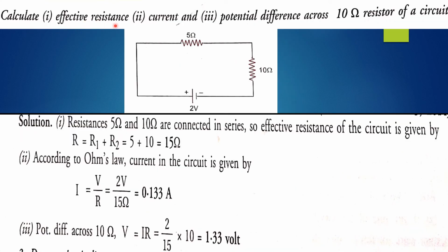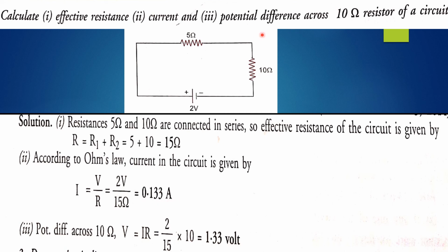Calculate effective resistance, current and potential difference across the 10 ohm resistor of a circuit. Here you can see a circuit where 5 ohms and 10 ohms are connected in series. So effective resistance we can calculate by adding these two values. Therefore R equals R1 plus R2, which is equal to 5 plus 10 equals 15 ohms. Next we have to calculate the current. According to Ohm's law, I equals V by R. We know the value of V, which is 2 volts. We know the value of R, which we have calculated, 15 ohms. Therefore 2 by 15, which becomes 0.133 ampere.